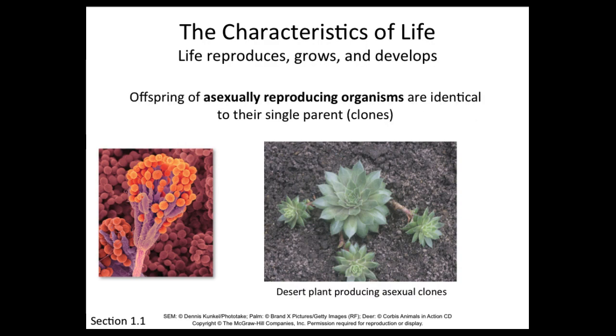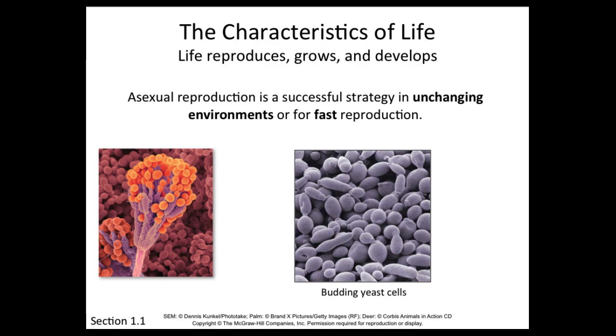Offspring of asexually reproducing organisms are genetically identical. There is no genetic variation within these clones when compared to the parent. Asexual reproduction is a successful strategy only in unchanging environments. It's not going to allow organisms to adapt to a changing environment very effectively. Another way asexual reproduction is useful is when you need to reproduce super fast. For example, yeast. They're single-celled types of fungi, and they're dividing rapidly here, or budding rapidly, asexually reproducing in their colony.